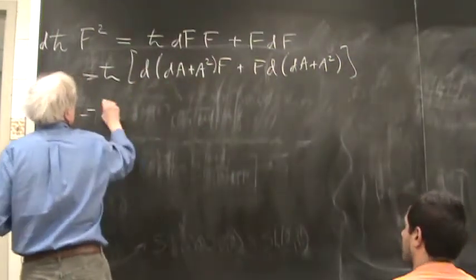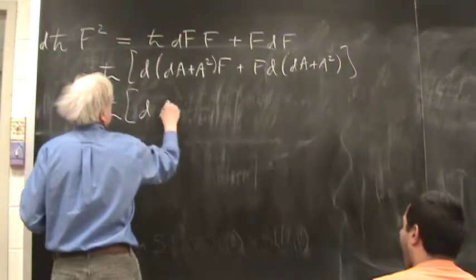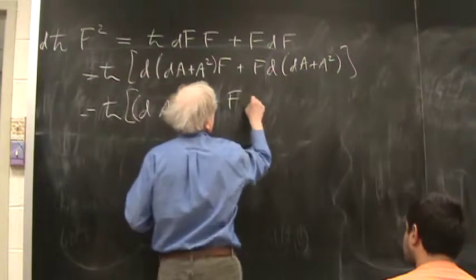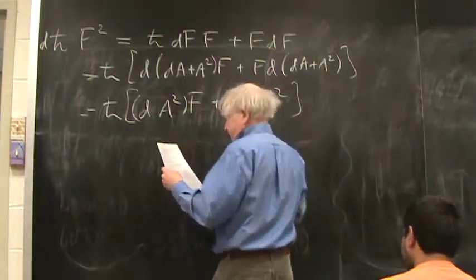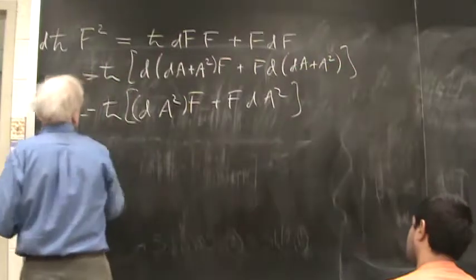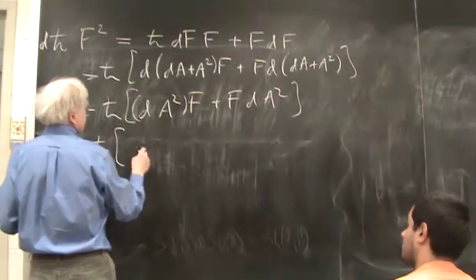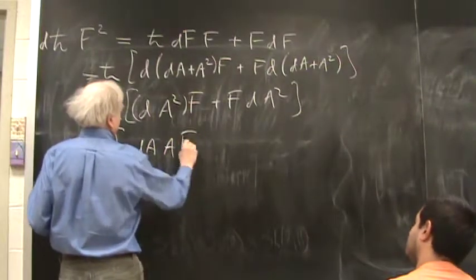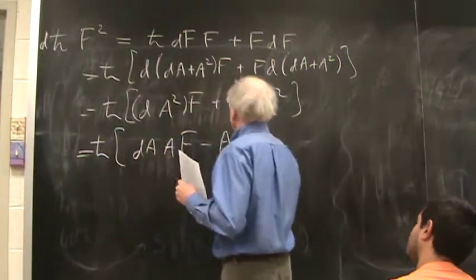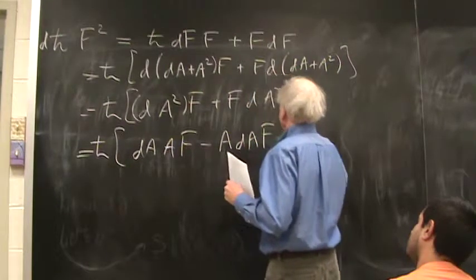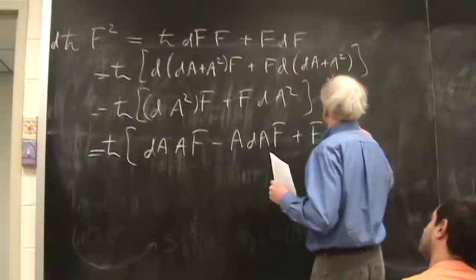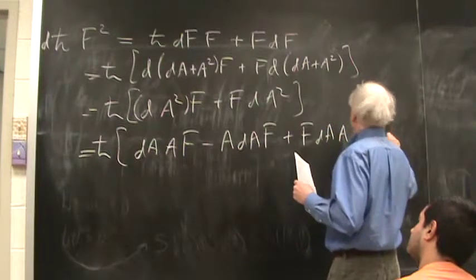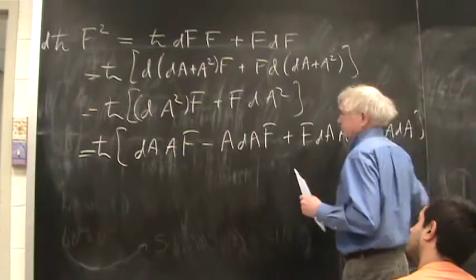Now dd is zero, so this simplifies to dA squared F plus F A squared. And this is dA A F minus A dA F plus F dA A, minus F A dA.